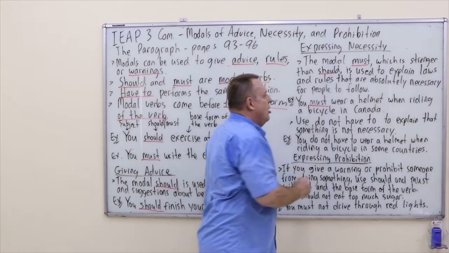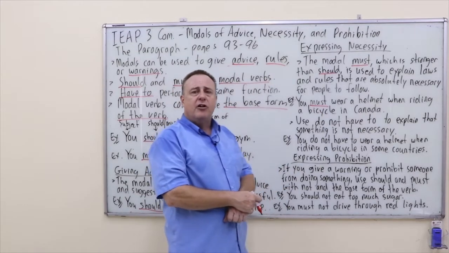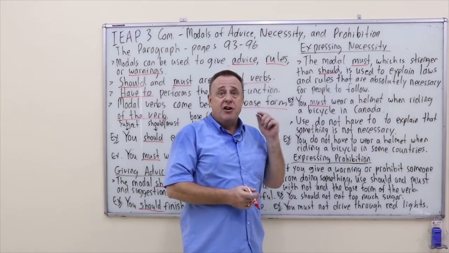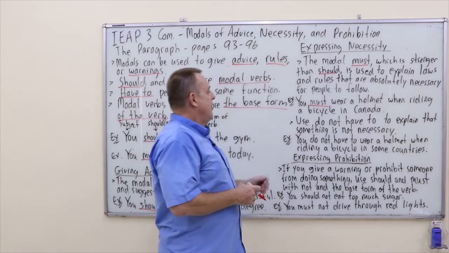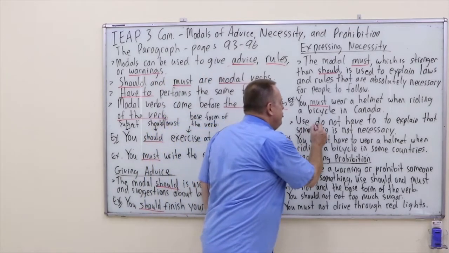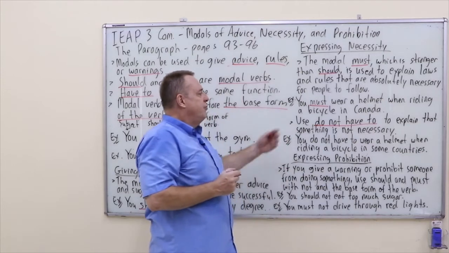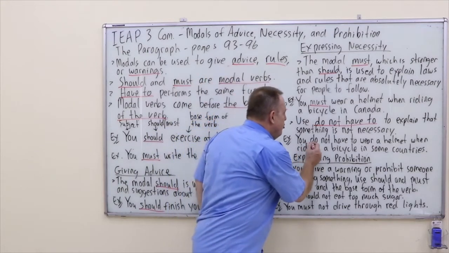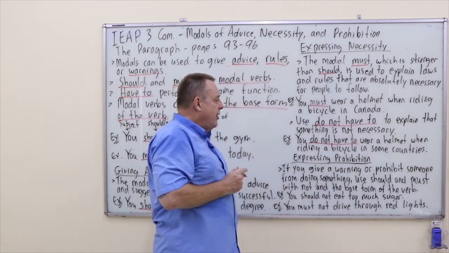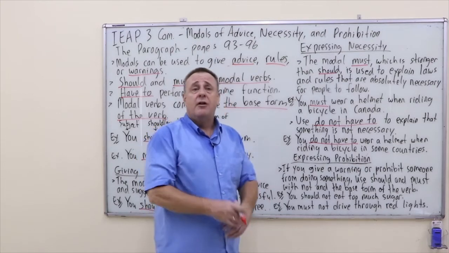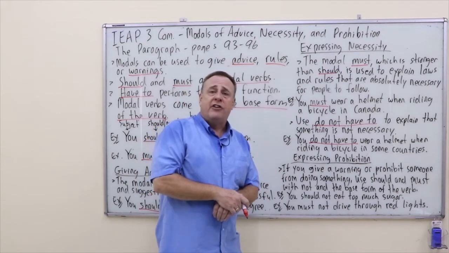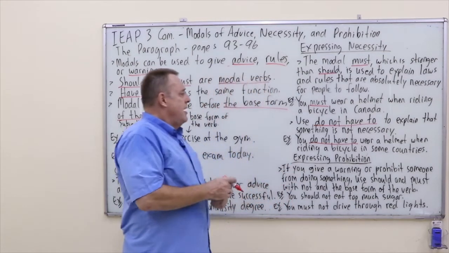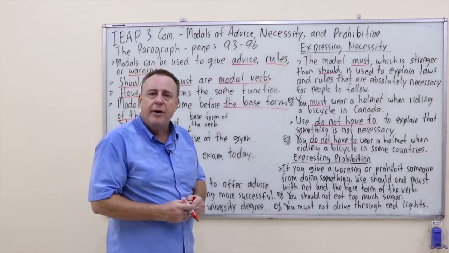You must wear a helmet when riding a bicycle in Canada, okay? So that's the law in Canadian provinces. You must wear one. You don't have a choice, okay? Now, we use do not have to explain that something is not necessary. For example, you do not have to wear a helmet when riding a bicycle in some countries. So that would mean there is no law saying you have to wear a helmet when riding a bicycle, such as in Cambodia, okay?